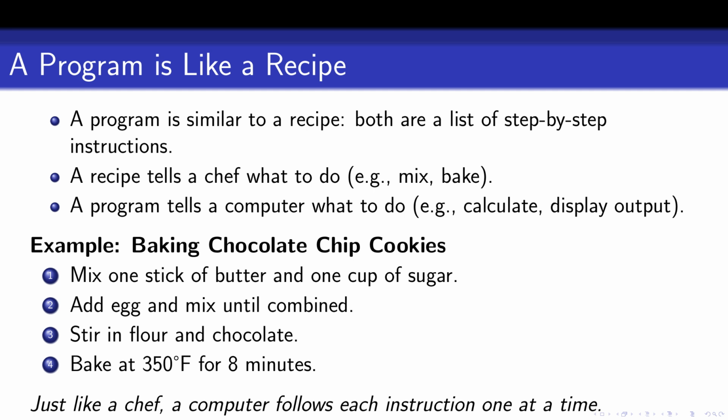Programming works the same way. You give the computer a series of steps, and it follows them exactly. It doesn't guess your intentions or fill in missing steps. It only does what you tell it to do. So learning to program means learning to think clearly, break problems into steps, and write those steps in a way the computer can understand.